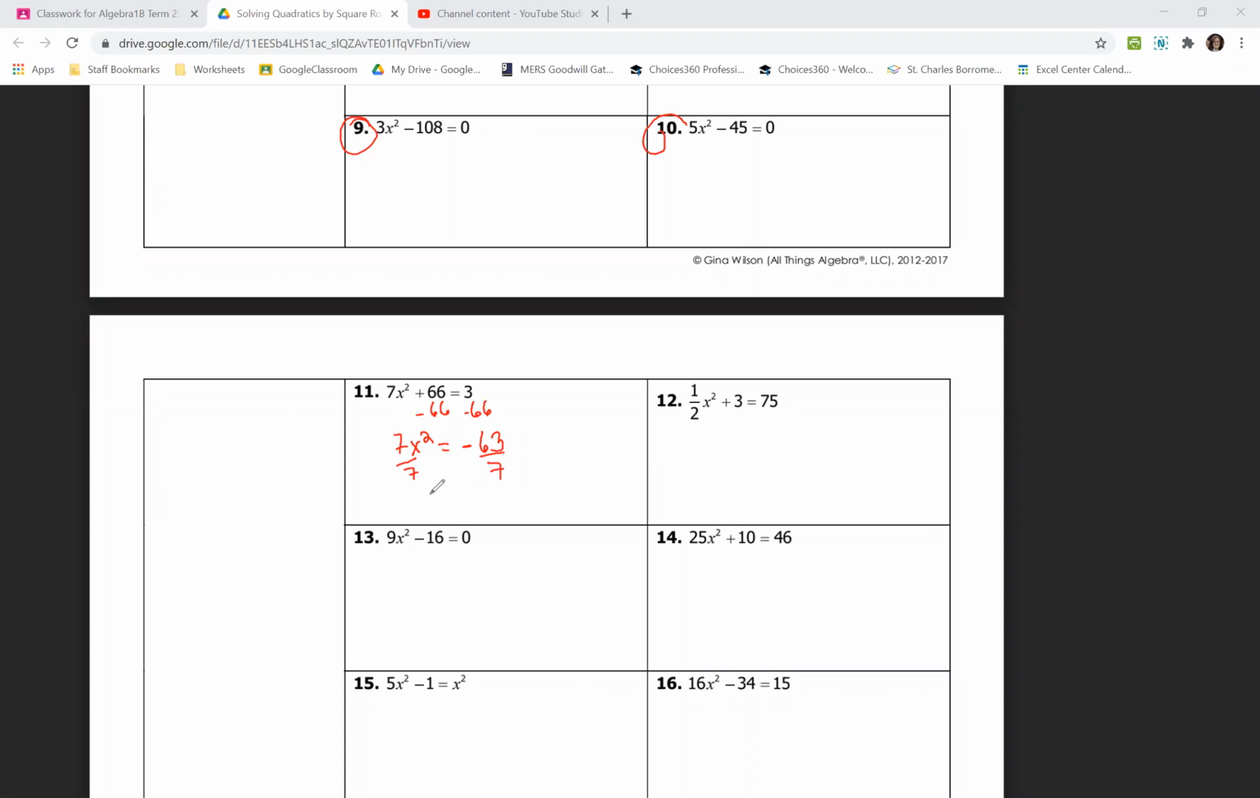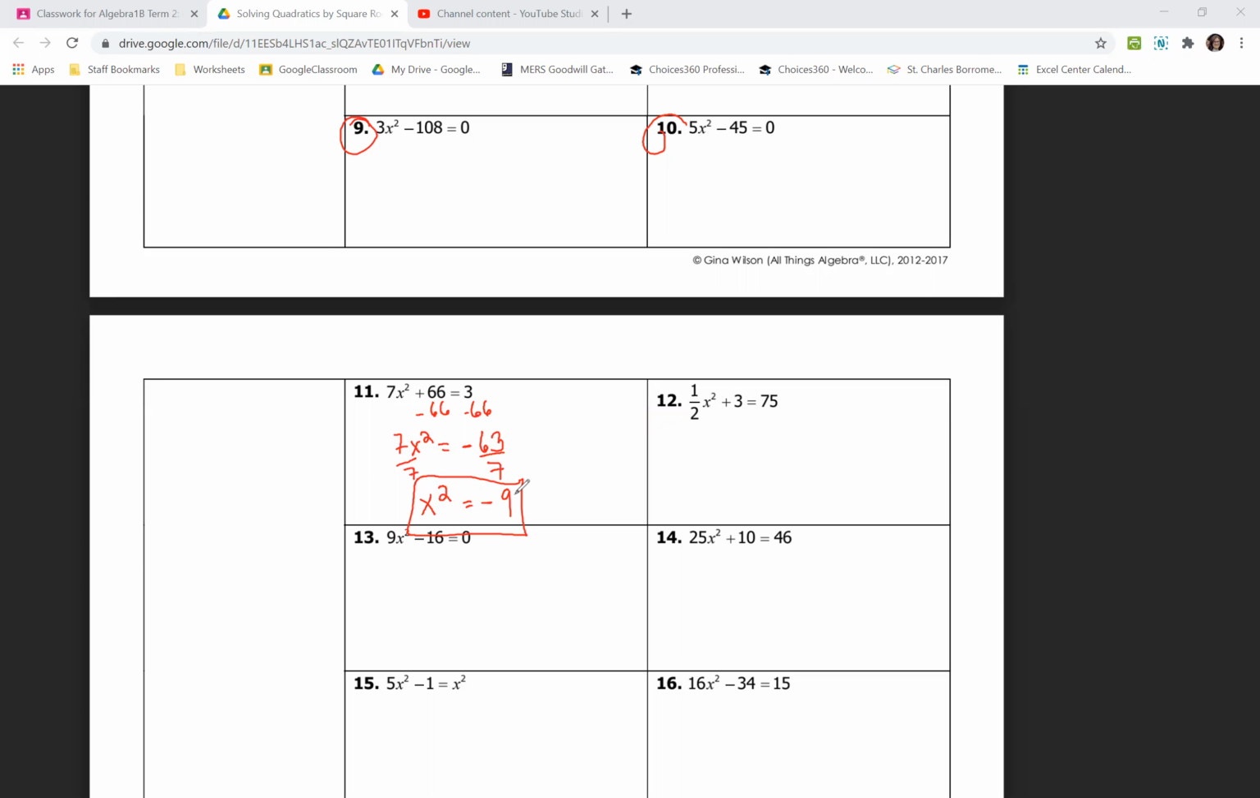So I end up getting x squared equals a negative 9. This is a problem, guys, okay? When you have a variable being squared and you say it equals a negative number, that's impossible, okay? No matter what x is, when you square it, it will never come out to be a negative number, right?